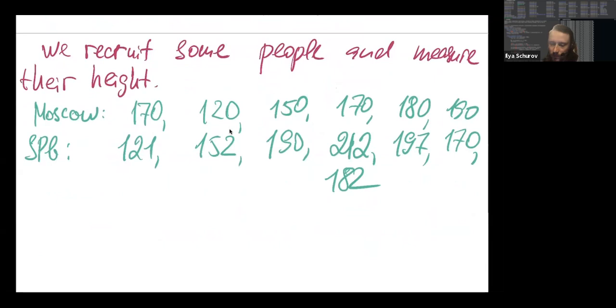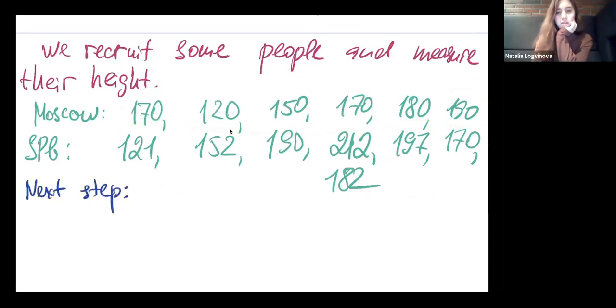And what will you do next? Okay, you have these numbers. This is our data. What will you do next? We should check if our samples are representative. Let us discuss representativeness a bit later. Assume that yes. Whatever it means, assume that yes. Then what will be our next step?